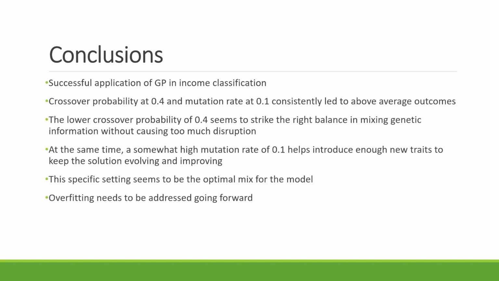Crossover probability at 0.4 and mutation at 0.1 consistently led to above average outcomes. The lower crossover probability of 0.4 seems to strike the right balance in mixing genetic information without causing too much disruption, and at the same time the somewhat high mutation of 0.1 helps introduce enough traits to keep the solution evolving and improving. Finally, overfitting is a big problem here and needs to be addressed going forward.